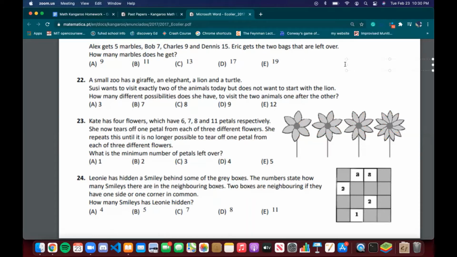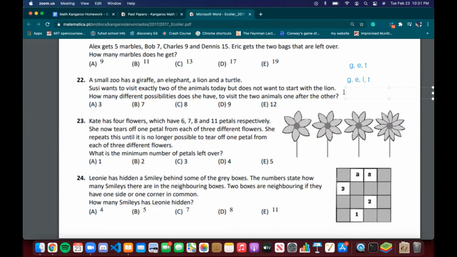So we'll just write down all the possibilities. This one is very easy. And we cannot start with a lion, so we have 3 to start with. We can start with G for giraffe, E for elephant, and T for turtle. And then the second one we can do all of them. So G for giraffe, E for elephant, L for lion, and T for turtle.